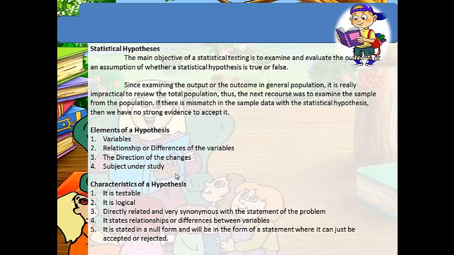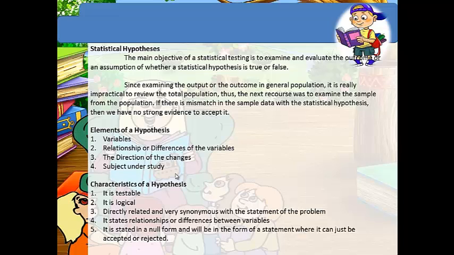Now there are four elements of a hypothesis. The first one is the variables. The variables being mentioned here is the dependent and independent variable. So the dependent and independent variables. The second one is the relationship or differences of the variables. This means that the relationship and differences of a dependent and independent variables.